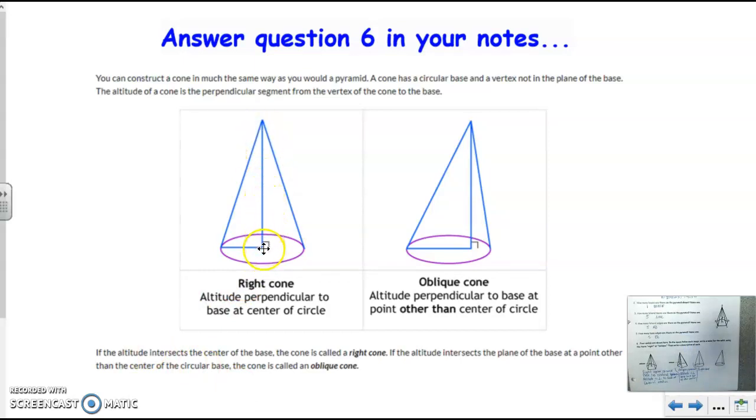So if you connect the center of the circle to this vertex that's up here, they're going to be perpendicular. So the altitude is perpendicular to the base at the center of the circle. Okay. In an oblique cone, the altitude is still going to be perpendicular because that's what altitude is. It's just not going to be at the center of the circle. It's going to be at another point.